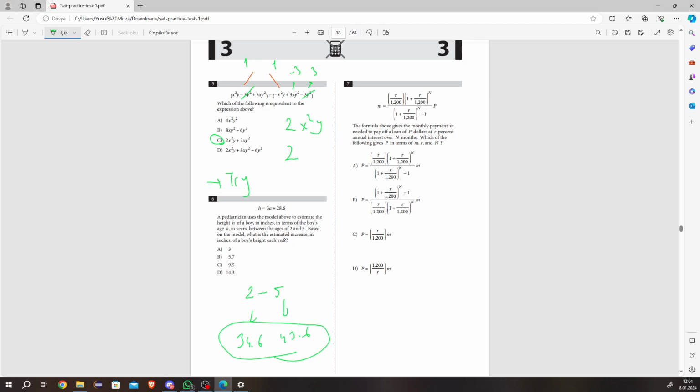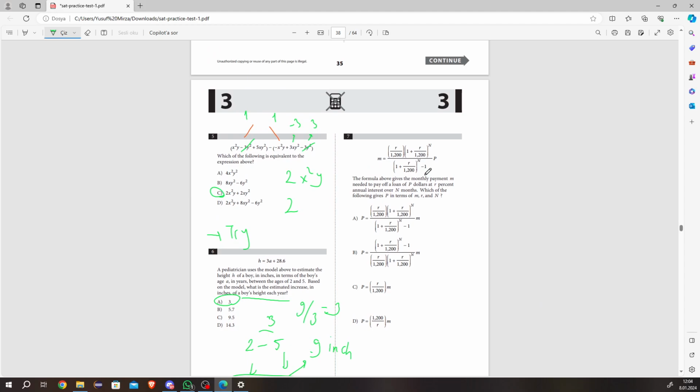What's the estimated increase in inches of height each year? Let's look at the difference. It's 9, and in 3 years the boy increases his height by 9 inches, so it's simply 3.